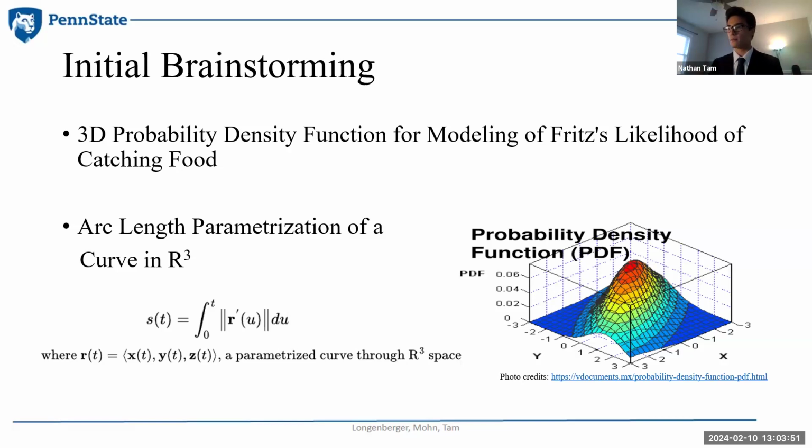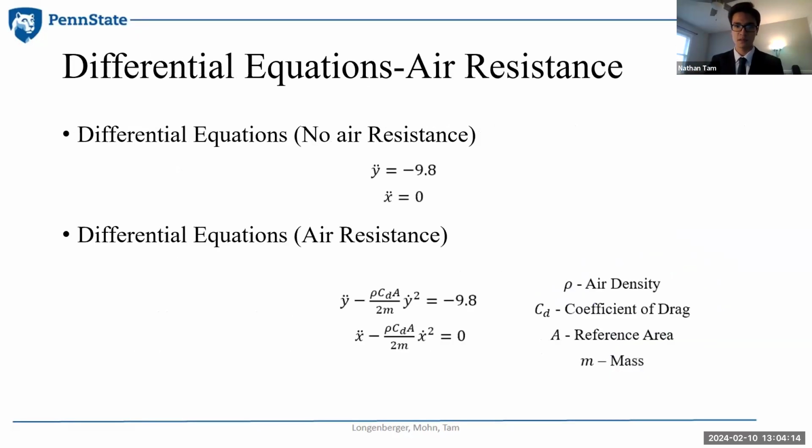So this discussion carried on for some time, but ultimately it led us to focus on the idea of Fritz being represented by probability, which we transitioned into an AI model, and the trajectory of the flying object being represented by solutions to differential equations, which I will go into next.